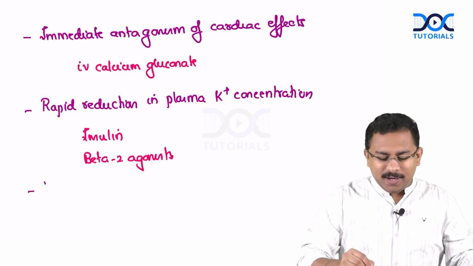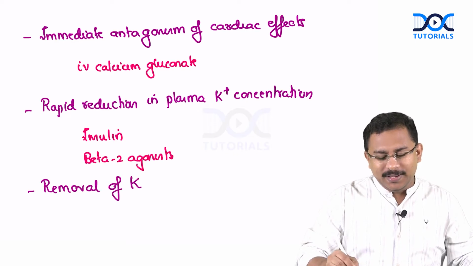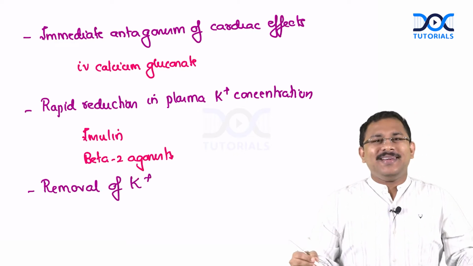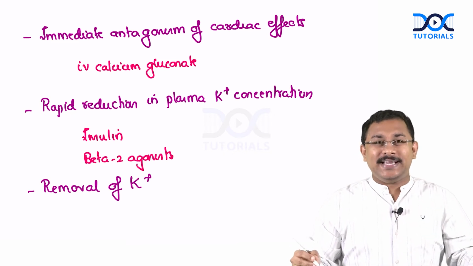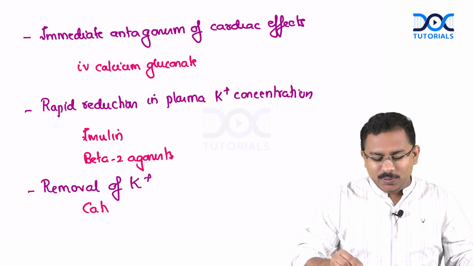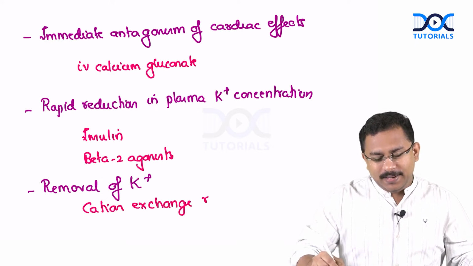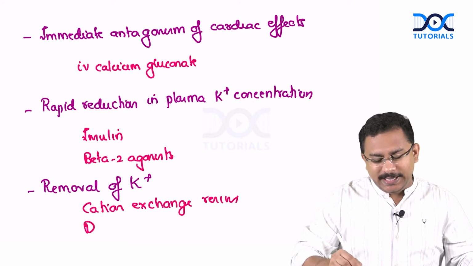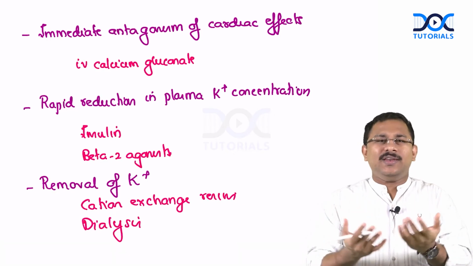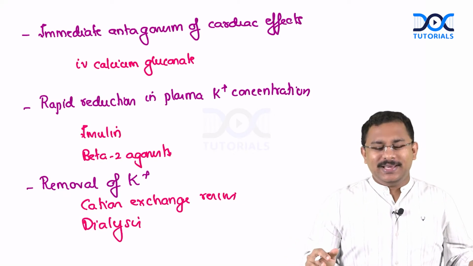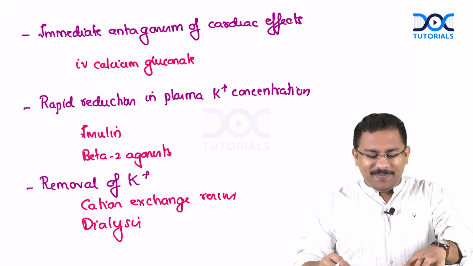And number three is the removal of potassium. You are trying to remove potassium. Removal of potassium is accomplished by the various cation exchange resins. So you can use cation exchange resins, and also a procedure like dialysis, or even diuretics as well. So these are the important agents used in the treatment of hyperkalemia.